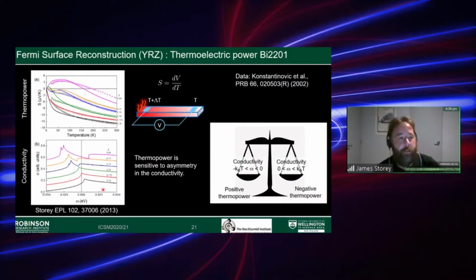The particle-hole asymmetry becomes relevant when we want to look at thermoelectric power measurements, because that observable is sensitive to asymmetry in the electrical conductivity about the Fermi level. So put simply, if our conductivity below the Fermi level is larger than the conductivity above the Fermi level, we'll get a positive thermopower and vice versa. And the energy range that we add to our scales here depends on temperature.